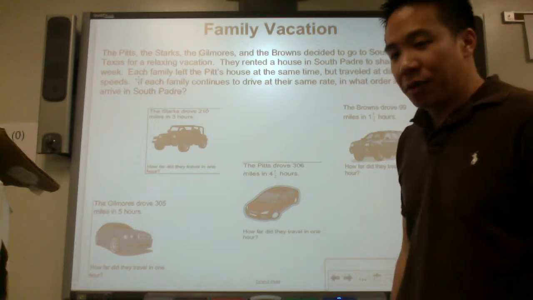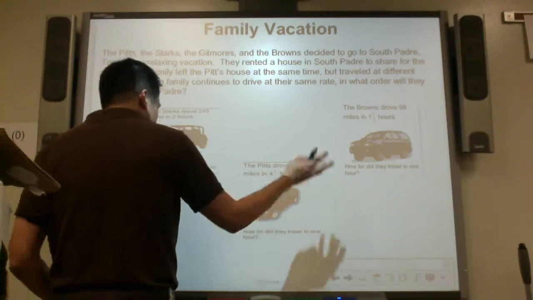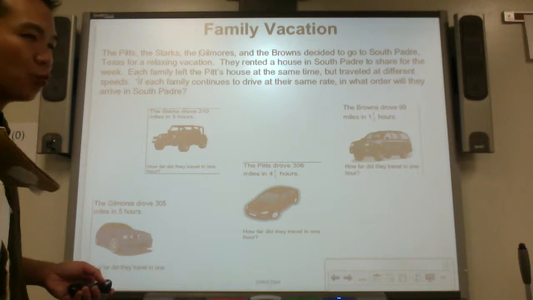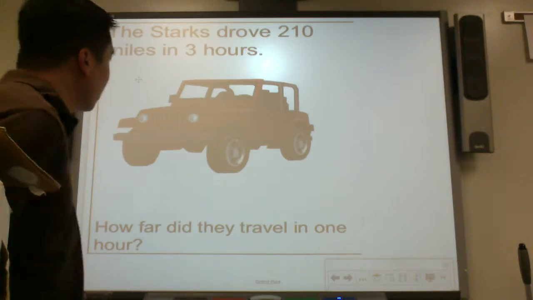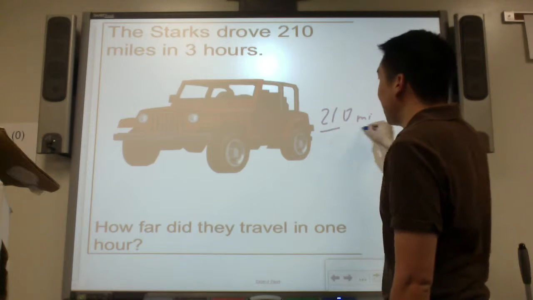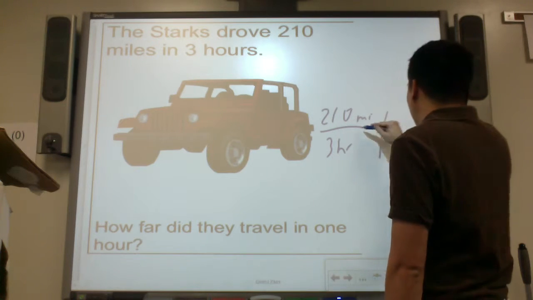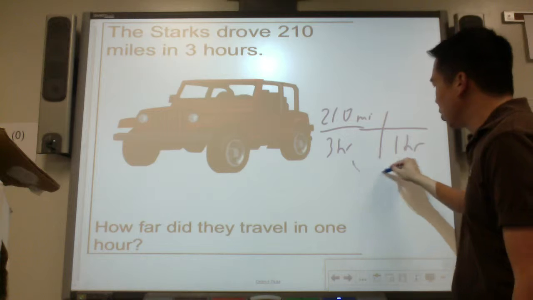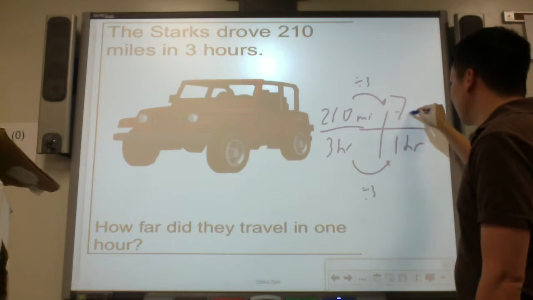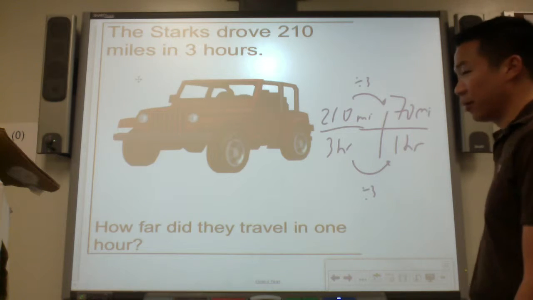So we have an activity with this. There are 4 families. I would like to know how many miles they can drive in 1 hour. So we have our first family. They drove 210 miles in 3 hours. But I want to know how many they could drive in 1 hour. So I break it down by 3. I'm scaling it down. So 70 miles for every 1 hour.